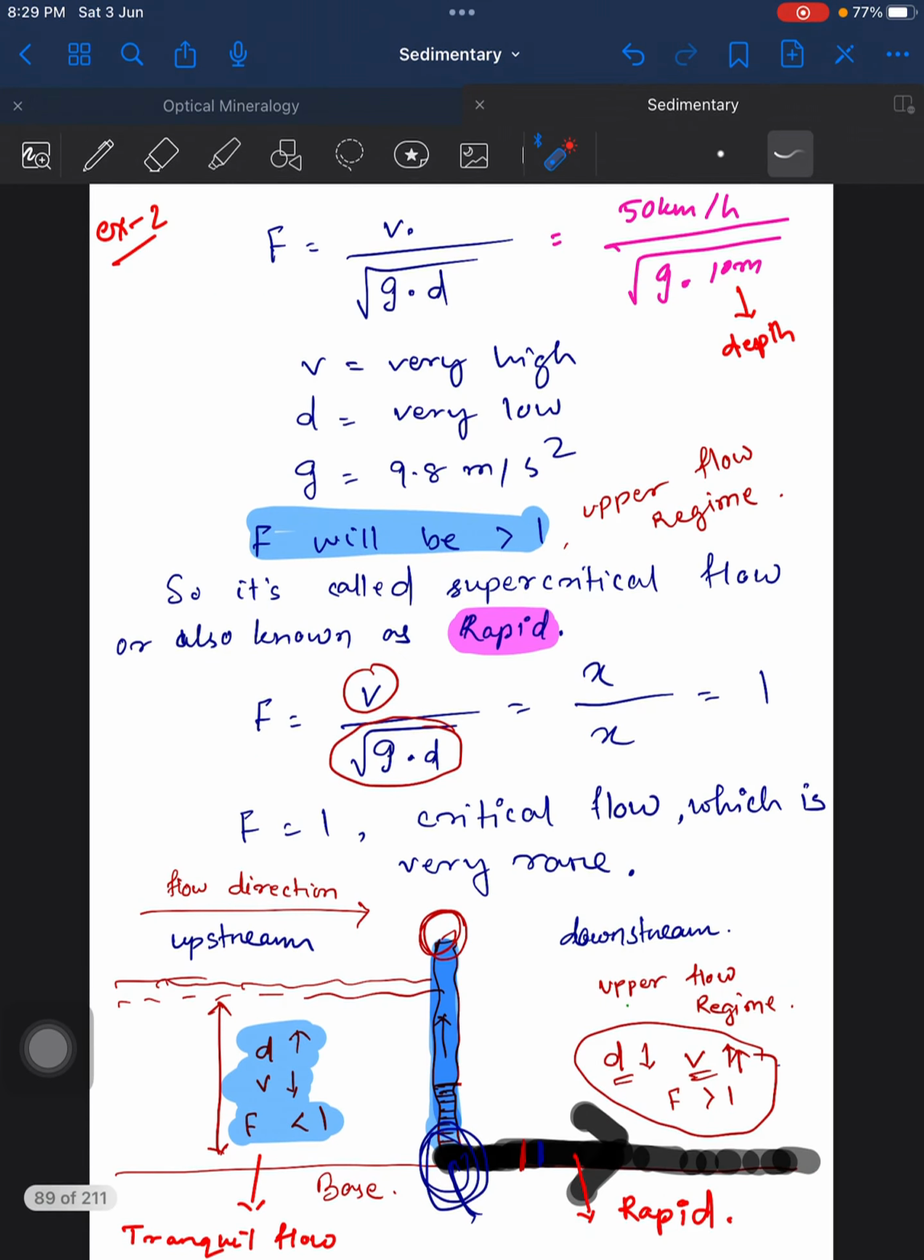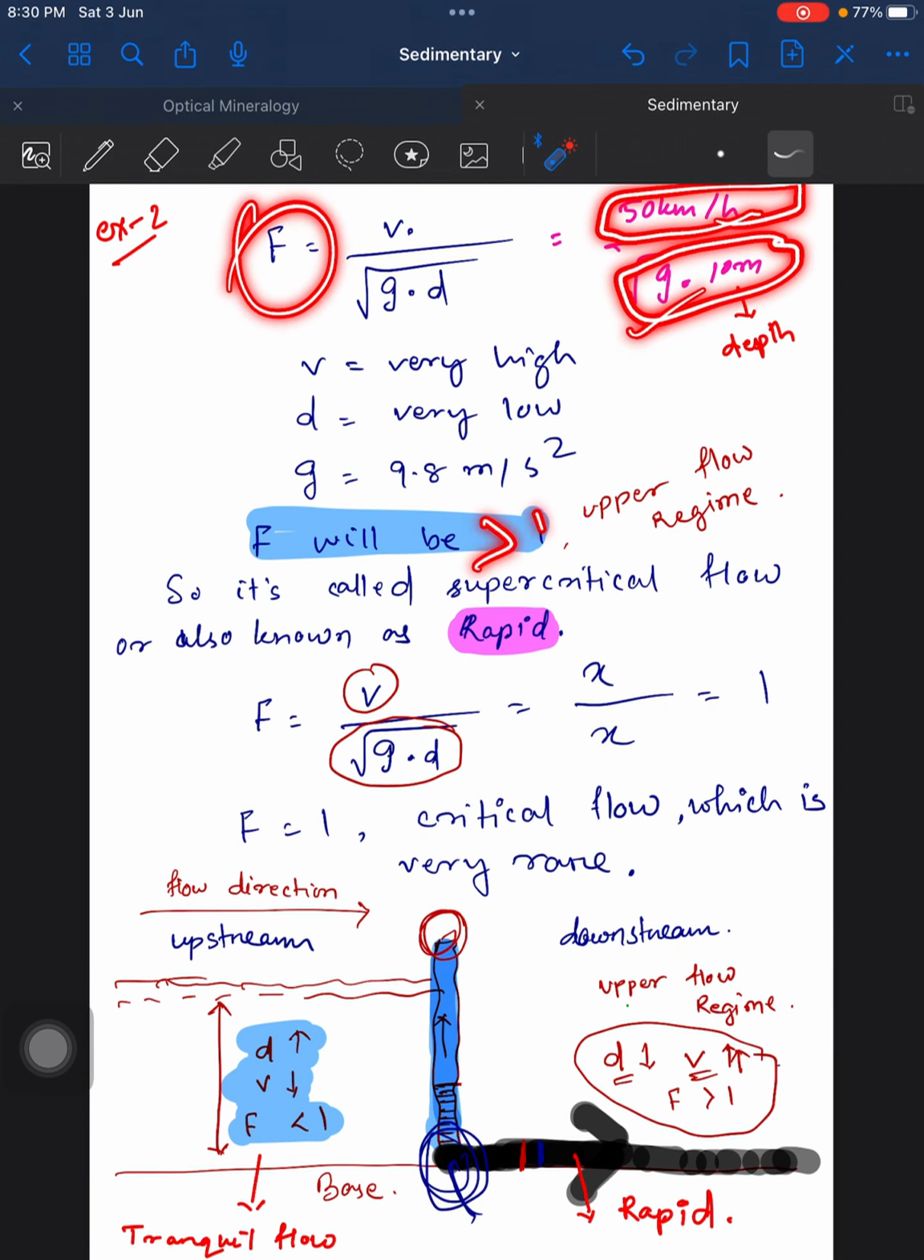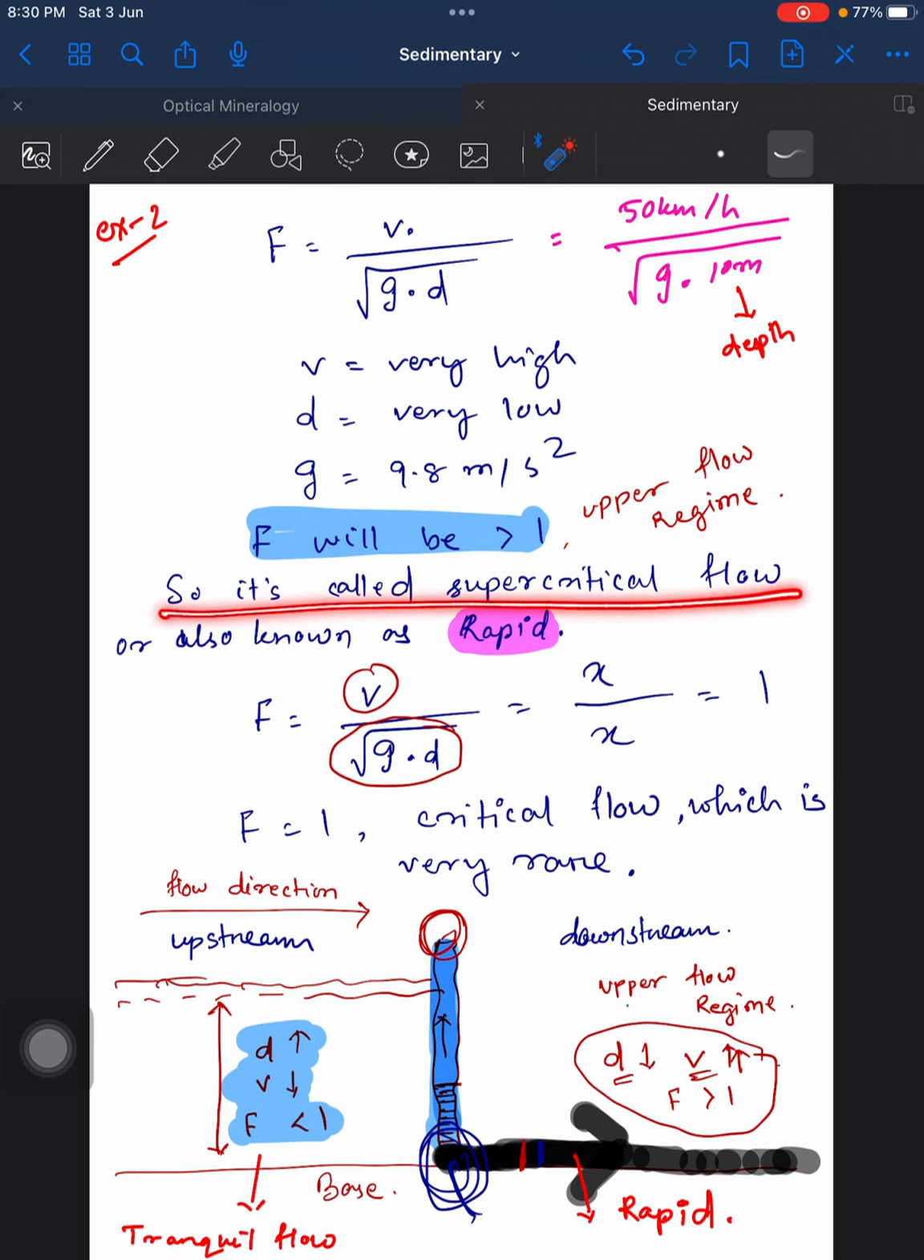And in the second condition, let's take the velocity very high, whereas depth is 10 meter only. So definitely here the numerator is high in comparison to the denominator, so definitely the F value will be greater than 1. So this is known as the upper flow regime. We can say this is supercritical flow, also known as rapid flow. So this kind of flow will generate rapid flow.